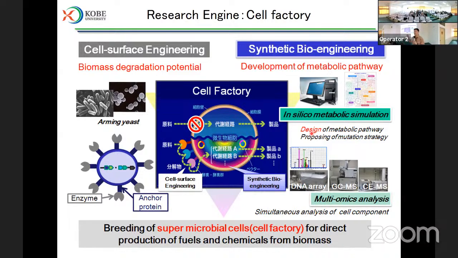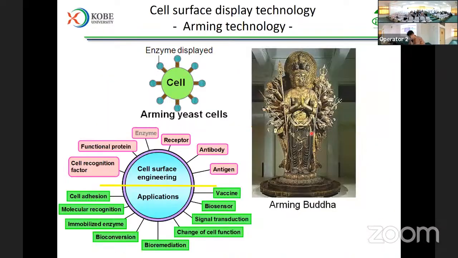So now our team in Kobe combines the arming technology with omics strategies to breed good microbes, not only for ethanol but also for other chemical production strategies. So please remember arming yeast.